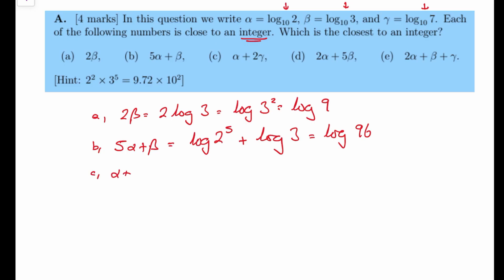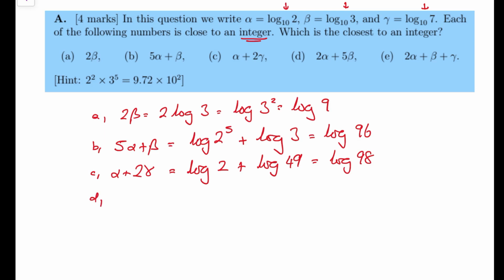Let's just do the rest. So a plus 2 gamma is going to be, a is 2, so it's going to be log 2 plus 2 lots of gamma, which is 7, plus log 49, 7 squared is 49, so that's going to be log of 98. And again, 98 is closer to 100 than 9 is to 10.